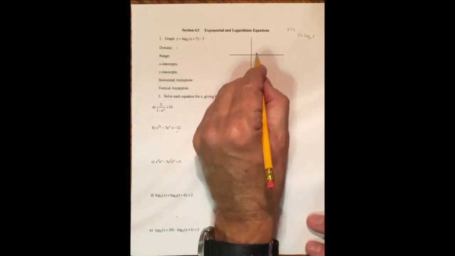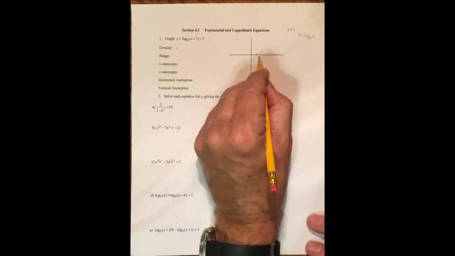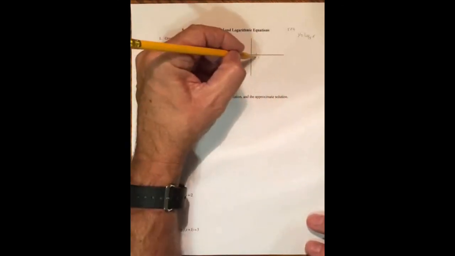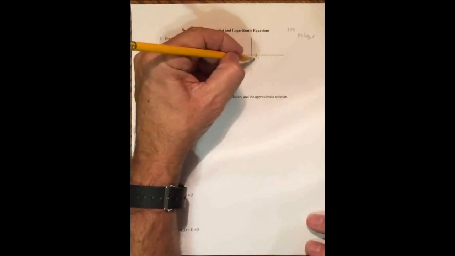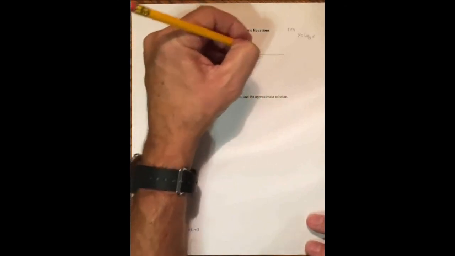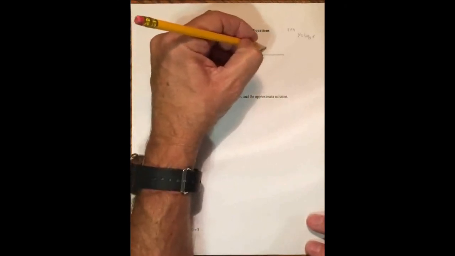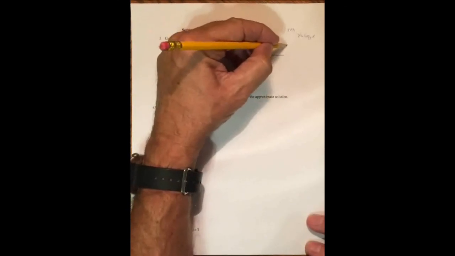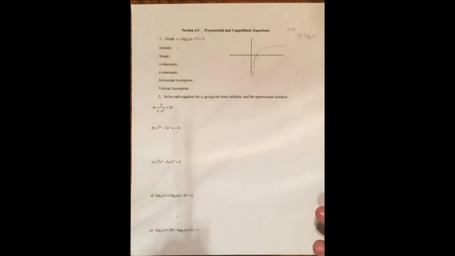Now we know what that looks like, right? Here's 1. So I'm gonna draw it in with a dotted line. So it's going to have this shape here. Okay, that's our reference line.